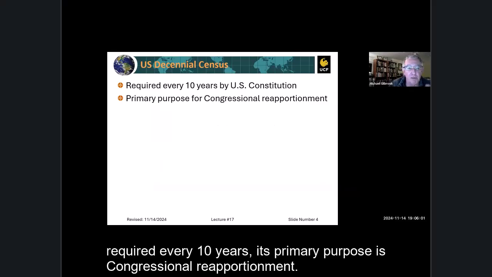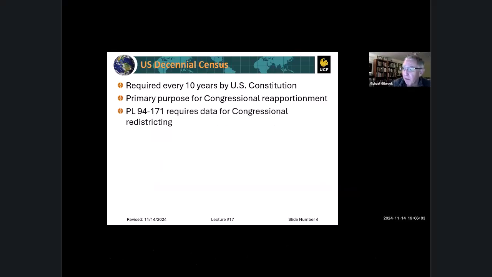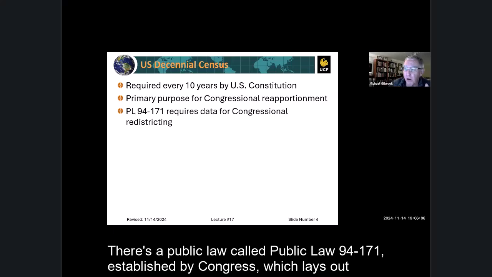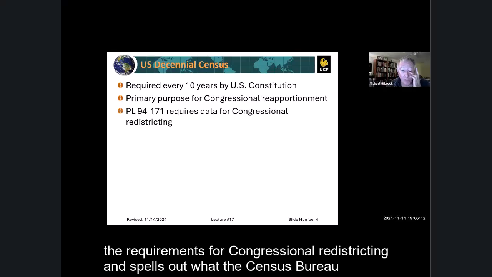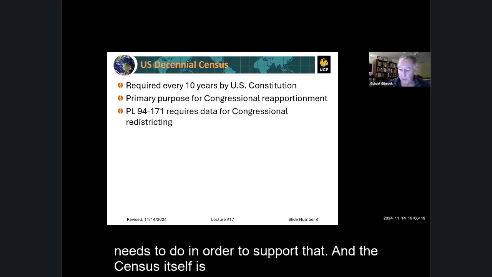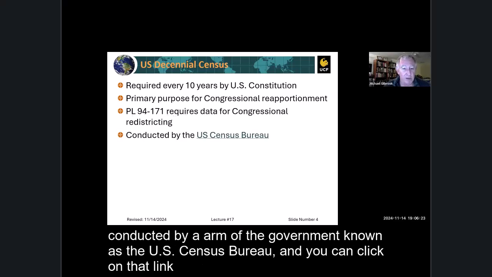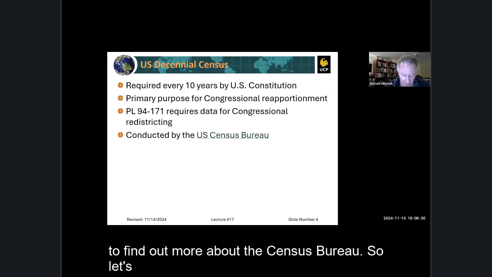Its primary purpose is congressional reapportionment. There's a public law called Public Law 94-171 established by Congress, which lays out the requirements for congressional redistricting and spells out what the Census Bureau needs to do in order to support that. The census itself is conducted by an arm of the government known as the US Census Bureau, and you can click on that link to find out more about the Census Bureau.